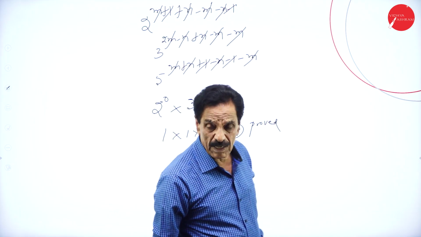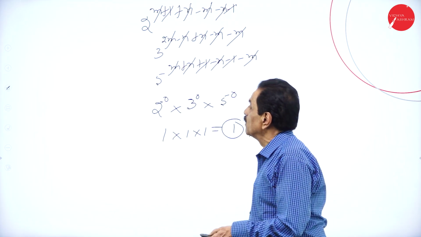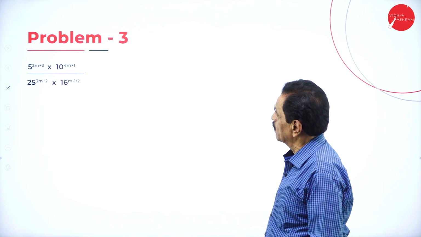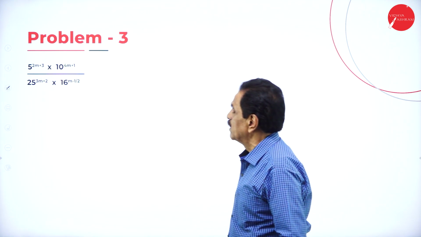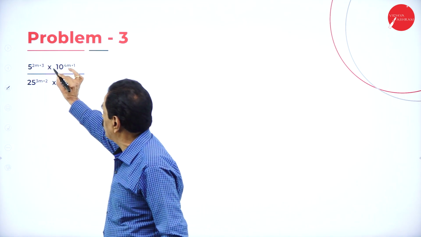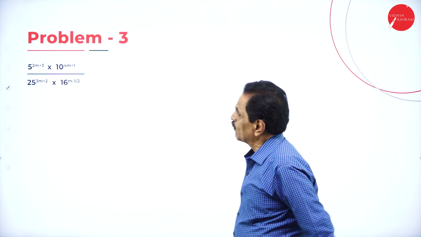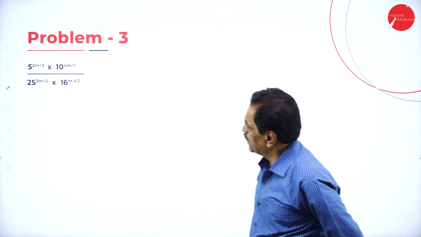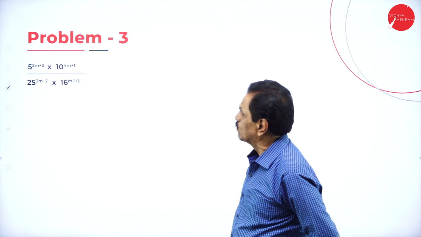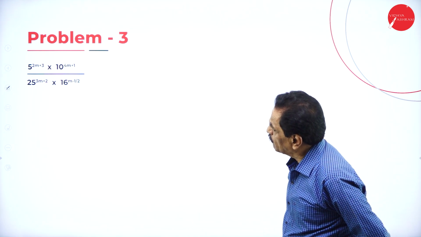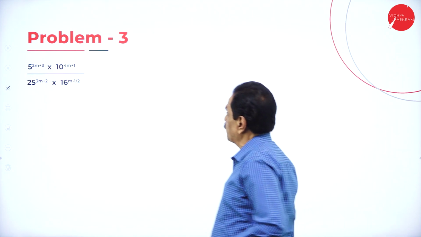Slowly you have to go, that's all. Slowly you have to go. Then move on to next problem. Problem number 3. It is 5 to the power of 2m plus 3, 10 to the power of 4m plus 1, 25 to the power of 3m plus 2, 16 to the power of m minus half. Simplify this.